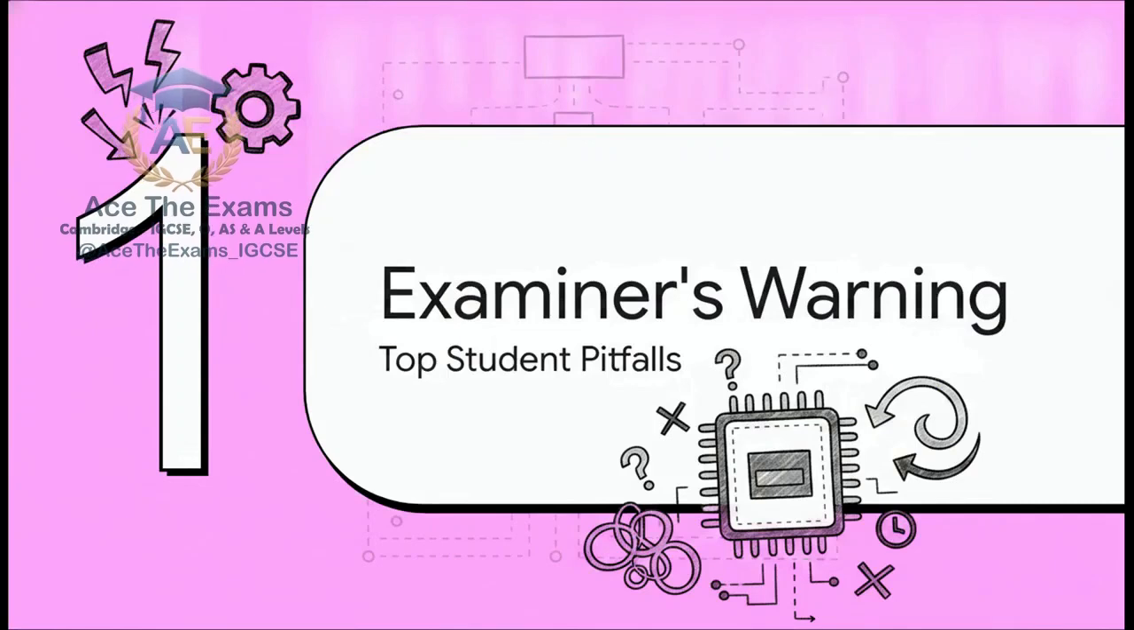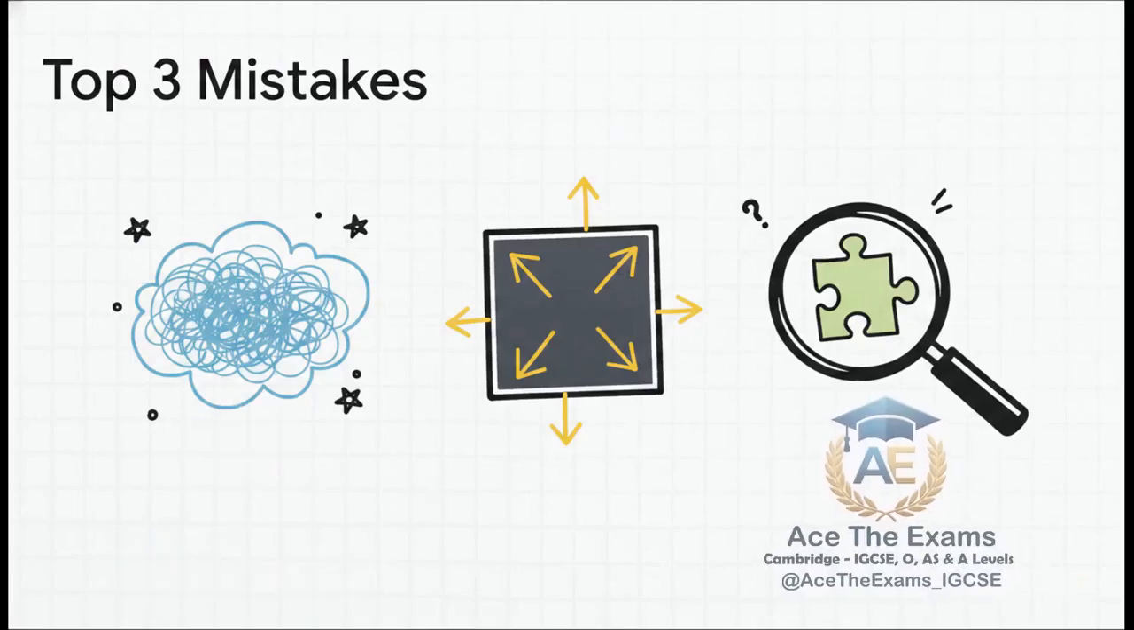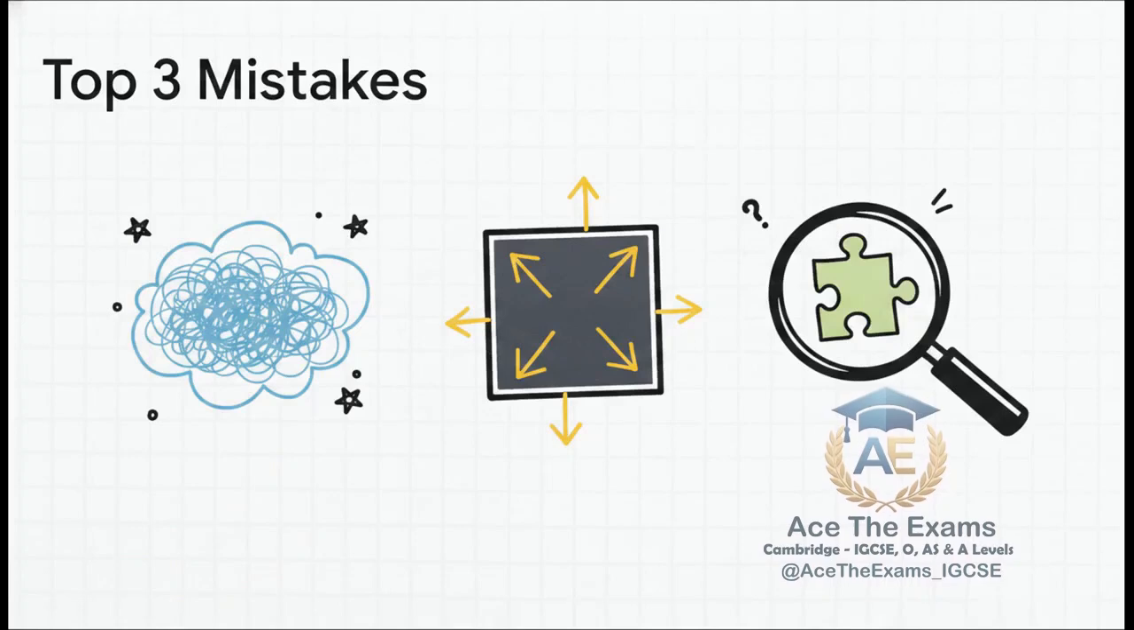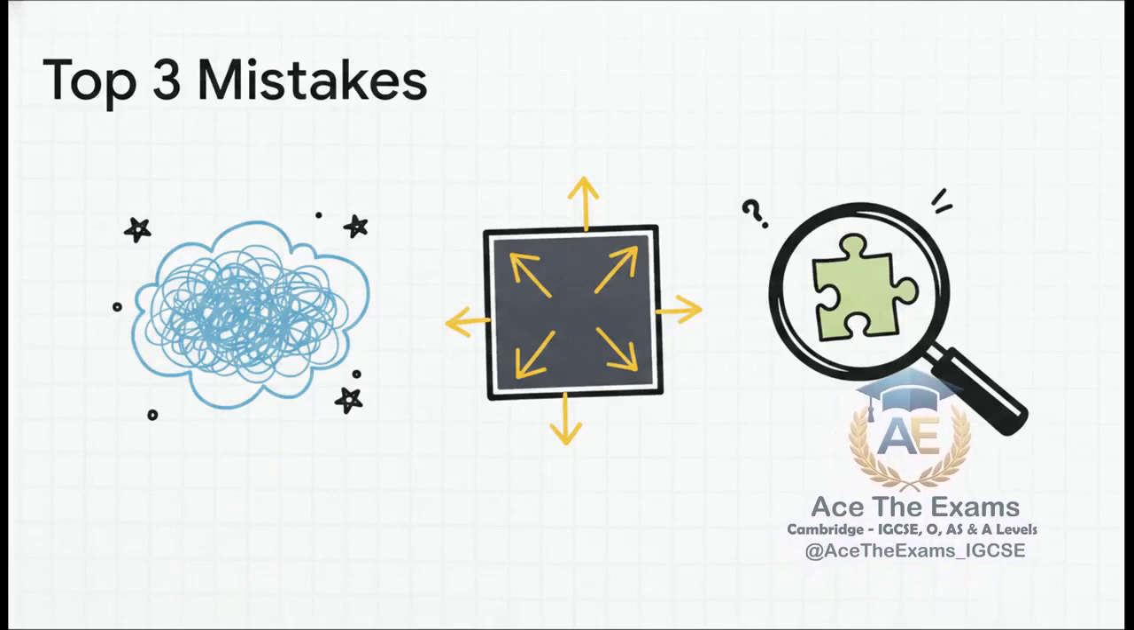Section 1, the examiner's warning. Let's zoom right in on the top pitfalls straight from the principal examiner reports. Let's look at the hard data on where students are bleeding marks. You literally must avoid these three specific traps if you want top grades.